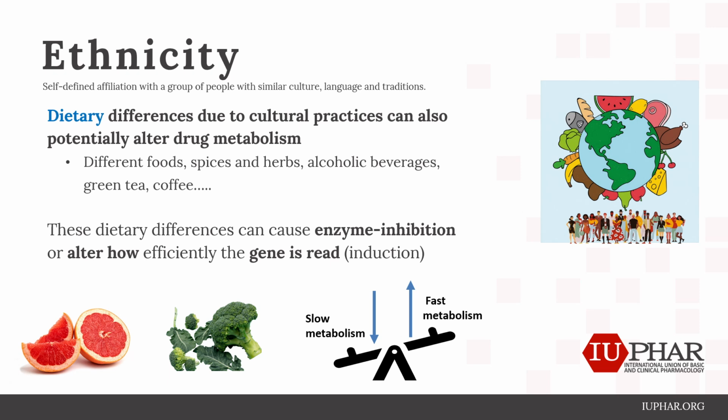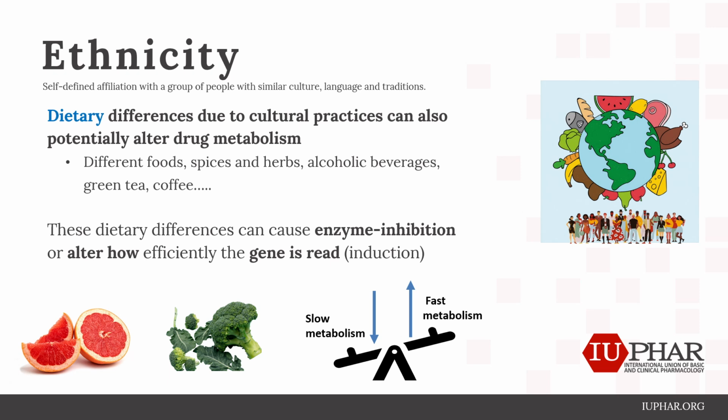in certain foods. These are sometimes called polyphenols, and these molecules can either compete with the drug for its metabolism or increase how efficiently the gene for that drug metabolizing enzyme is produced, which is a process called induction. And two well-studied examples of this are the effect of grapefruit juice and the effect of vegetables like broccoli and cabbage, which are all known to alter that person's ability to metabolize drugs.